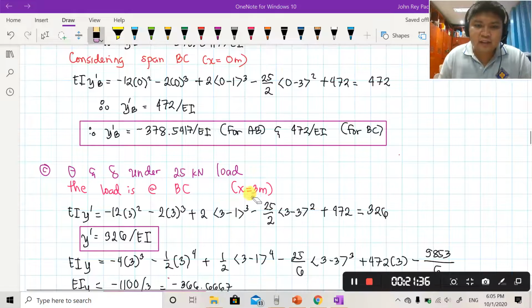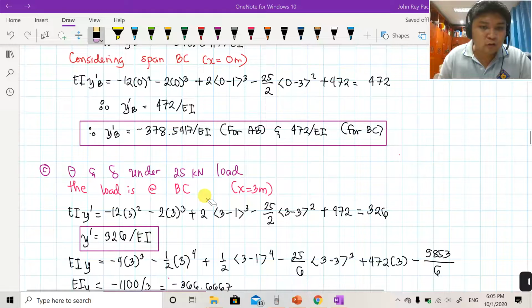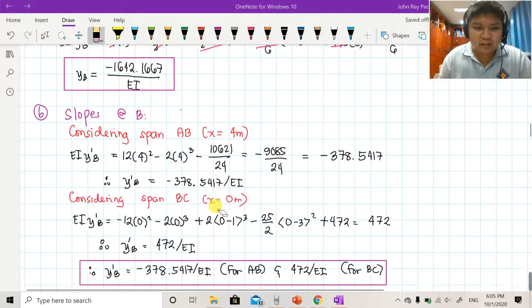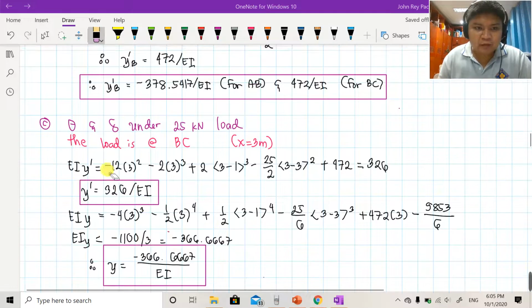And as I said, gagamitin nga natin yung x equals 3. So, therefore, in order to obtain the value of the slope, ito lang class, kasi nandun lang naman yung 25 kilonewton load. Just substitute x equals 3 here. So, ang mangyayari, EIY prime equals negative 12 times 3 squared, minus 2 times 3 cube, plus 4 times 3 minus 1 cube, and minus 25 over 2 times 3 minus 3 squared, then plus 472 equals 326. So, therefore, ang slope is 326 over EI.